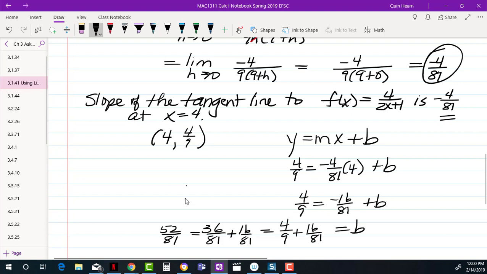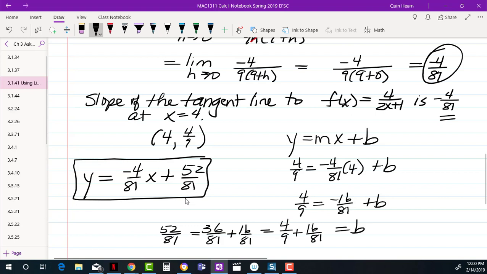So that's your b. So to write the equation of the line, we're going to say y is equal to the slope, negative 4 over 81, times x, plus 52 over 81. So there's the equation of the tangent line.